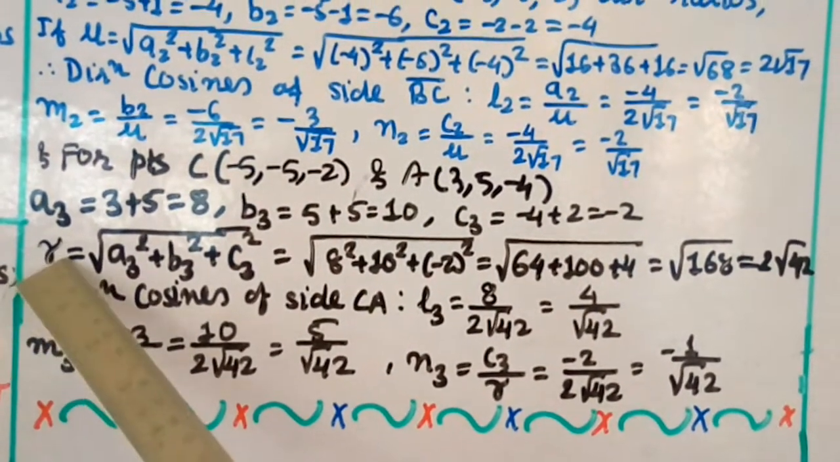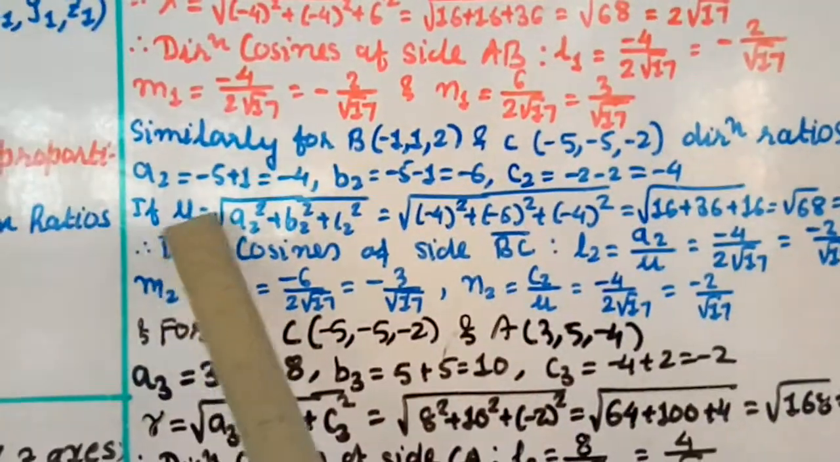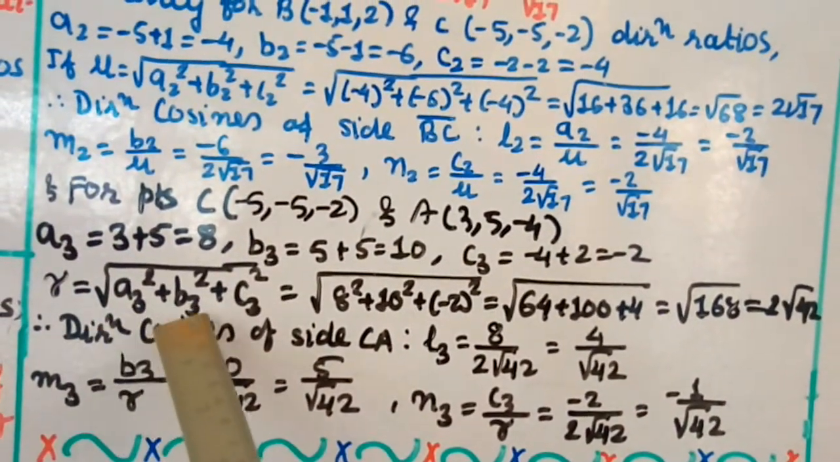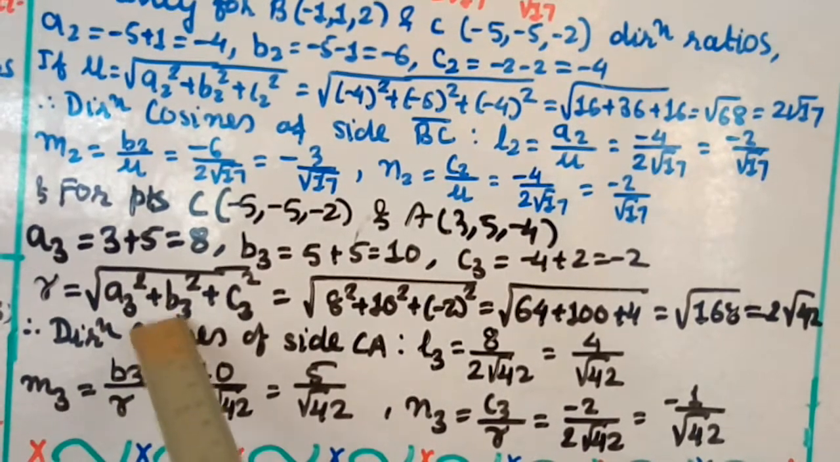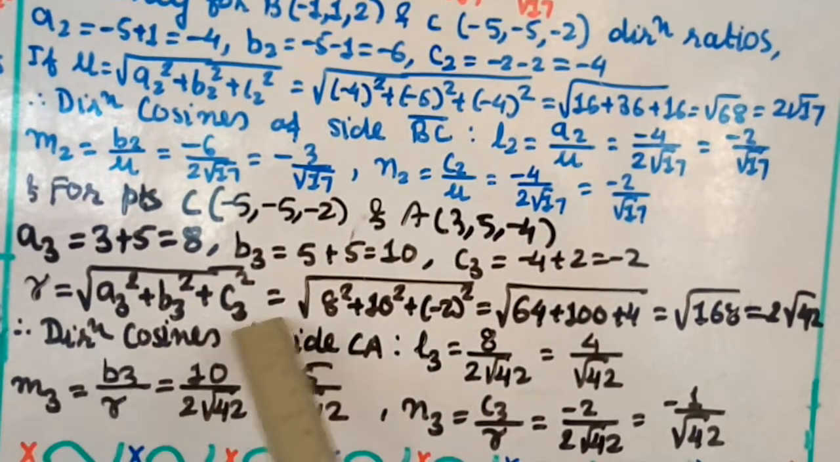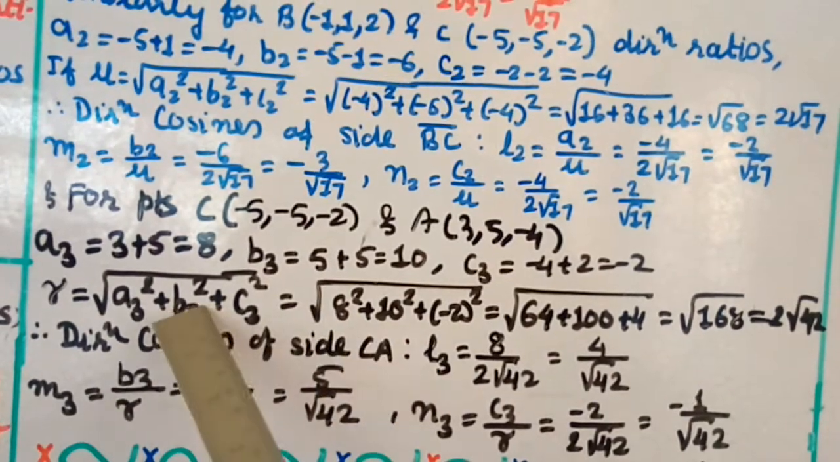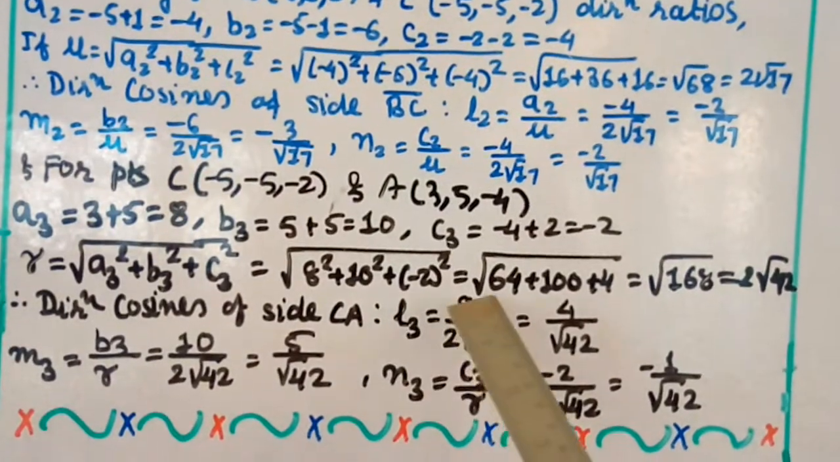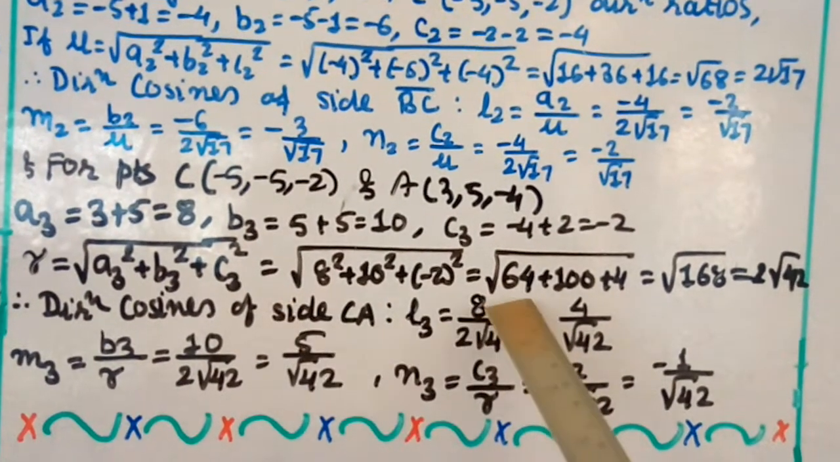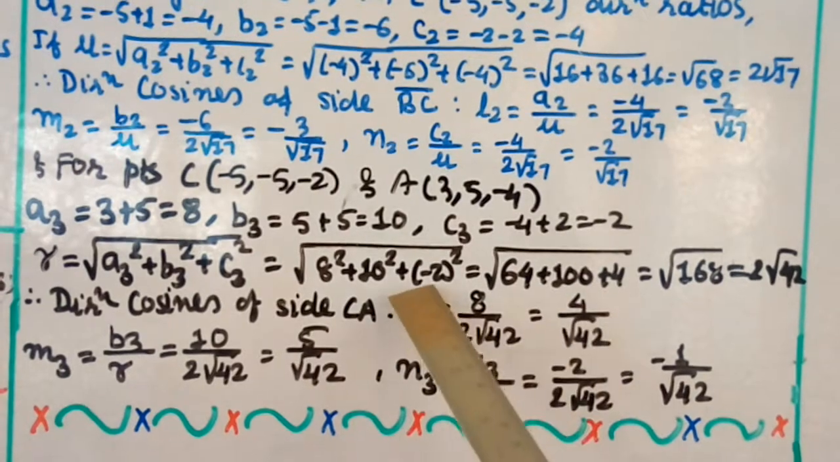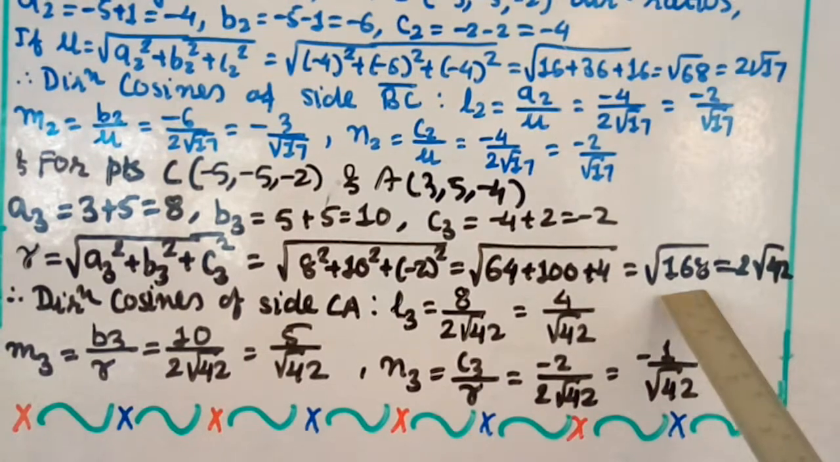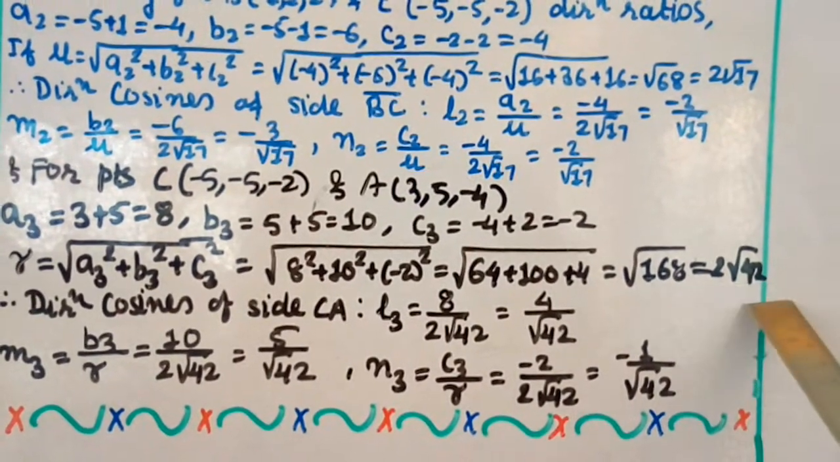Now we find gamma. The first one we took lambda, the second we took mu, so here I'll take gamma, some other letter, equal to the square root of a3 squared plus b3 squared plus c3 squared. a3 is 8, so 8 squared plus b3, 10 squared, plus c3, minus 2 squared, all under the square root. That gives the square root of 64 plus 100 plus 4, equal to the square root of 168. The sum of these is 168. Find the square root, it is 2 root 42.